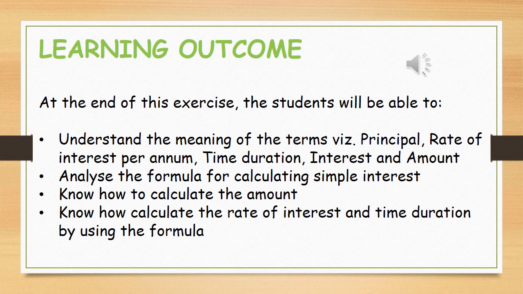Learning outcome of this exercise. At the end of this exercise, the students will be able to understand the meaning of the terms principal, rate of interest per annum, time duration, interest and amount. They will be able to analyze the formula for calculating simple interest. They will be able to know how to calculate the amount. They will be able to know how to calculate the rate of interest and time duration by using the formula.